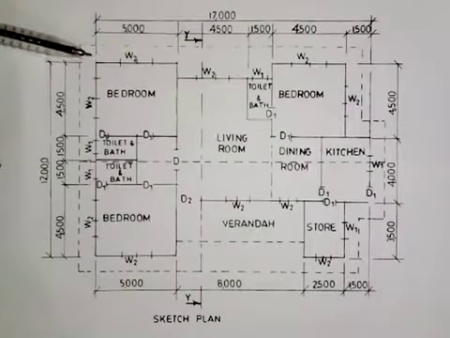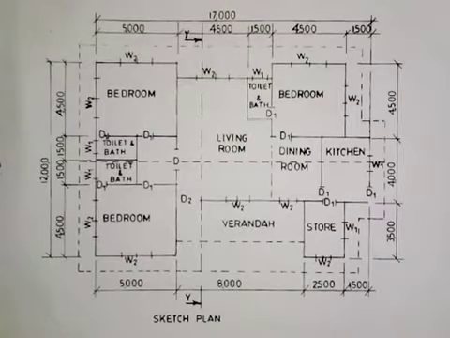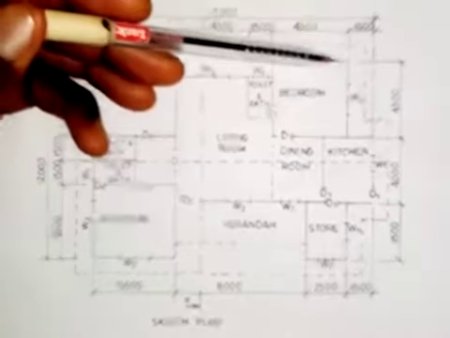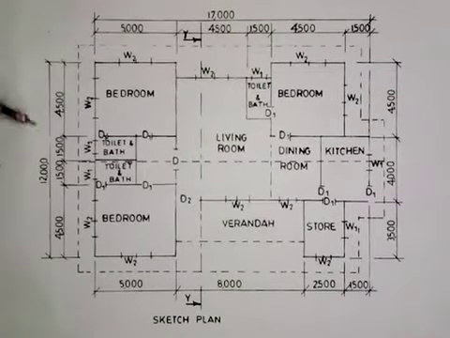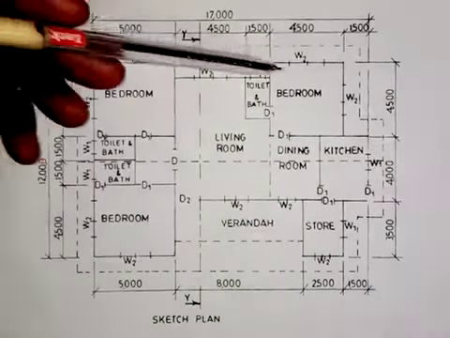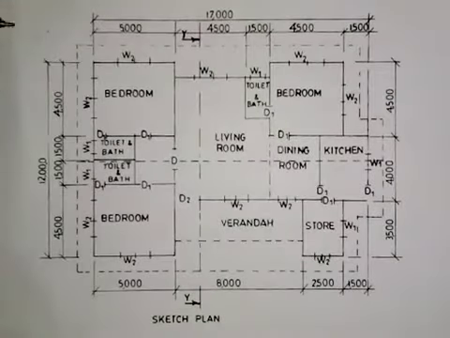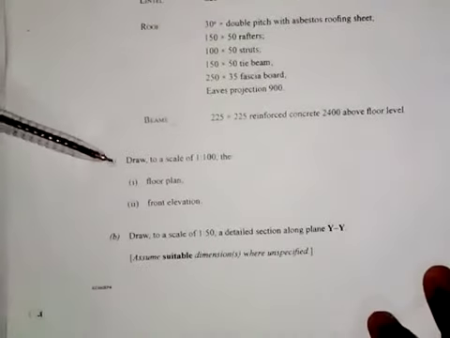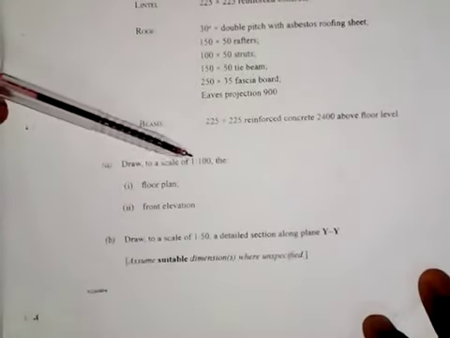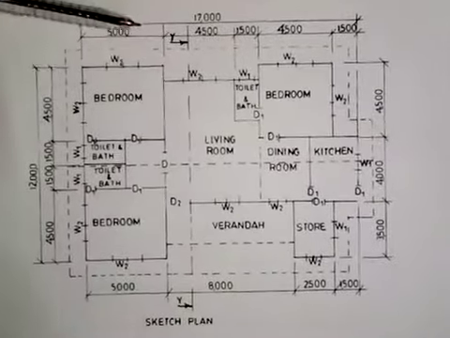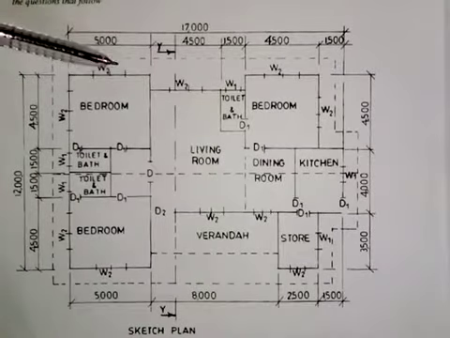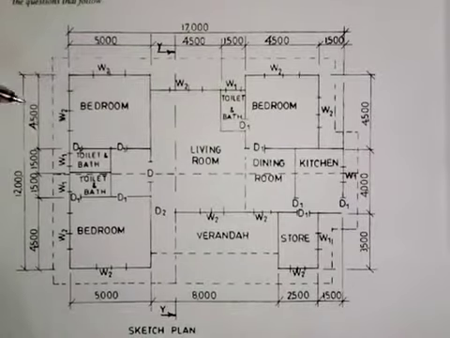That means we are going to have a rectangle. The length is 17,000 and the width is 12,000. But we are not going to make use of this 12,000 and this 17,000. We are going to make use of the scale that we are given in the specifications. It says draw to a scale of 1:100 the floor plan. That means we are going to divide every dimension that we are given here by 100.